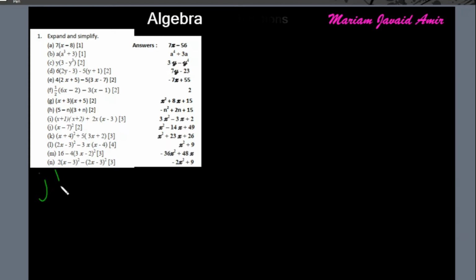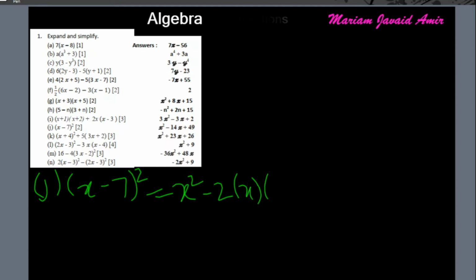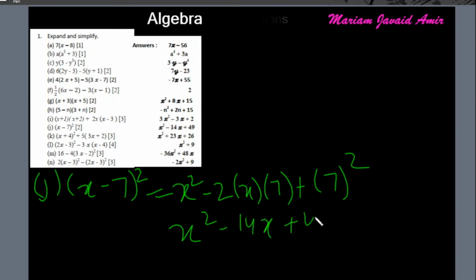Part J is simply (x minus 7) whole square. I'll be using the formula a square minus 2ab plus b square. So a square minus 2ab plus b square. This gives x square minus 14x plus 49.